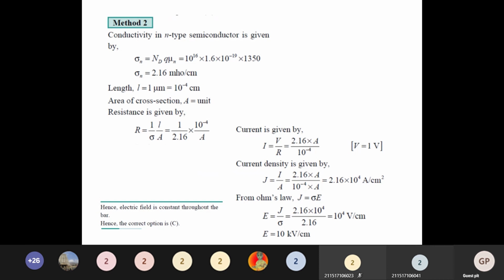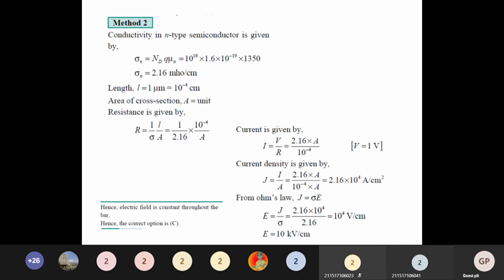From the given data, sigma n is equal to Nd q mu n, that we are writing, and we get one answer. After that L is given and A is also given. So resistance R is equal to 1 by sigma into L by A. Using this formula, the R value we are calculating. After that, I is equal to V by R, that formula we also know. So here we are substituting our answer.